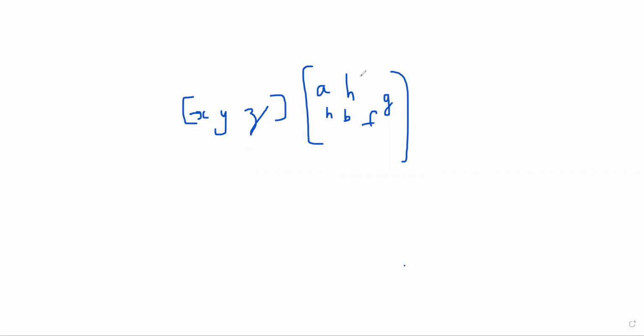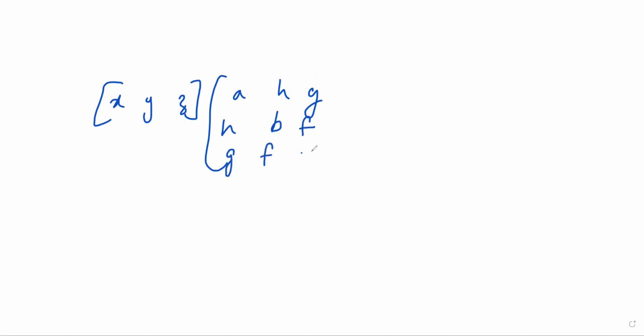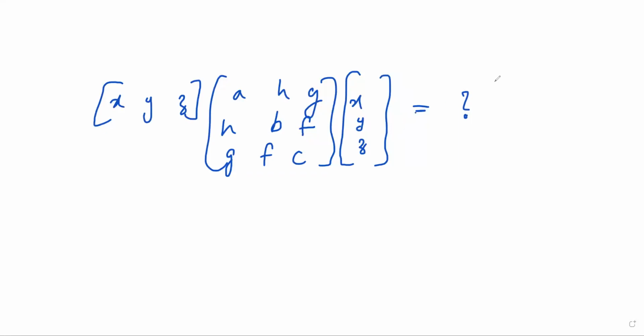Sorry, one more row. So I'm writing the question again. X, Y, Z, A, H, G, H, B, F, G, F, C into X, Y, Z. You have to find the order of this product. When you multiply these three matrices, you will get an answer, isn't it? So what is the order of that answer? Without multiplication, you have to do this. You can say that by checking the order of the given matrices, isn't it?